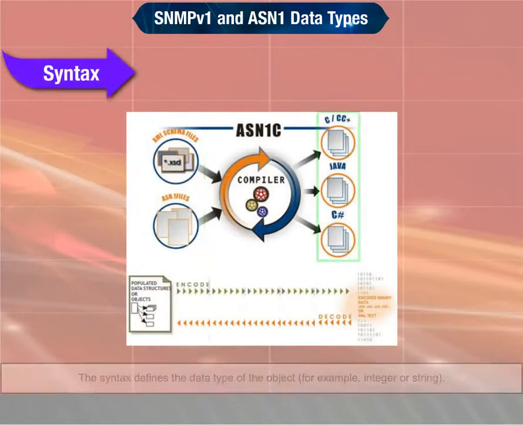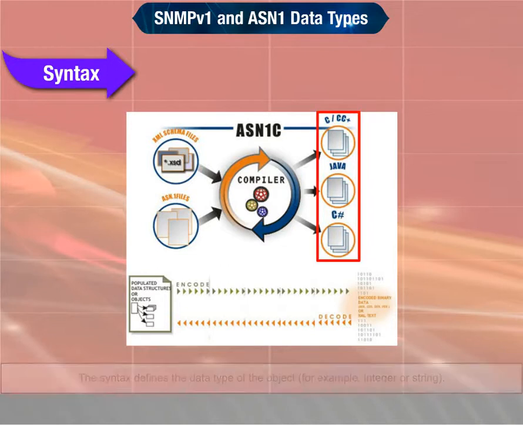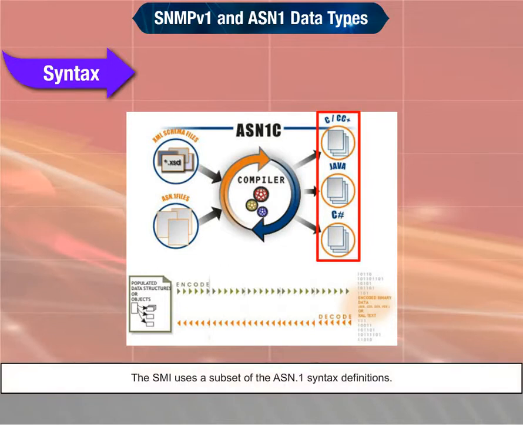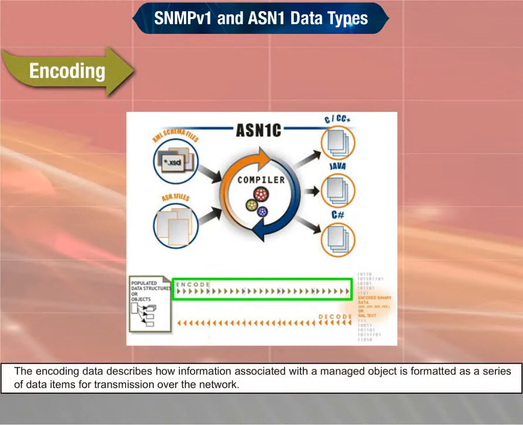Syntax. The syntax defines the data type of the object, for example, integer or string. The SMI uses a subset of the ASN.1 syntax definitions. Encoding. The encoding data describes how information associated with a managed object is formatted as a series of data items for transmission over the network.